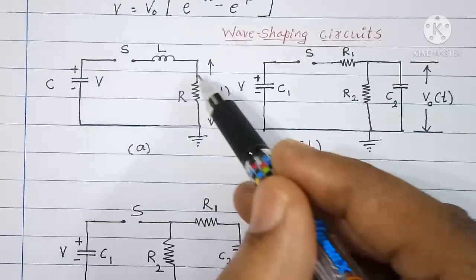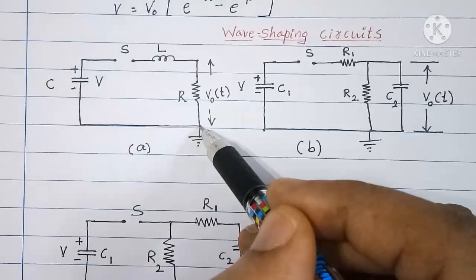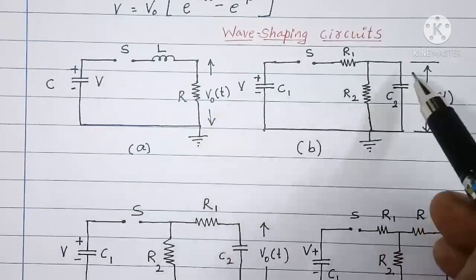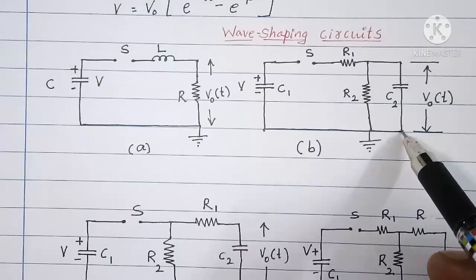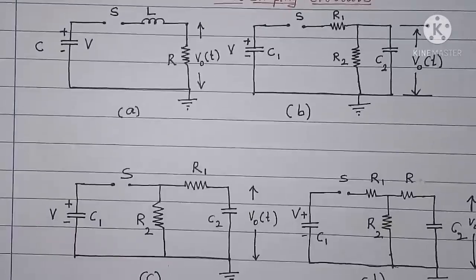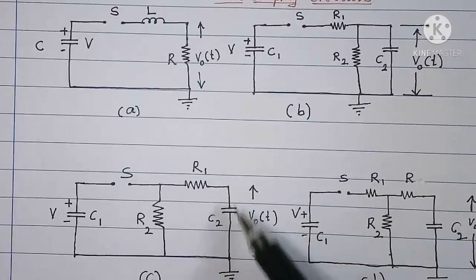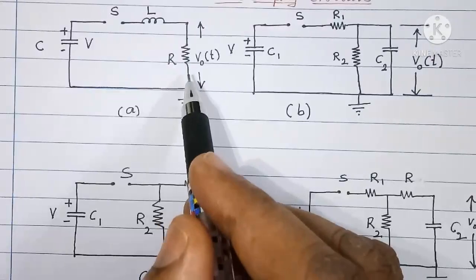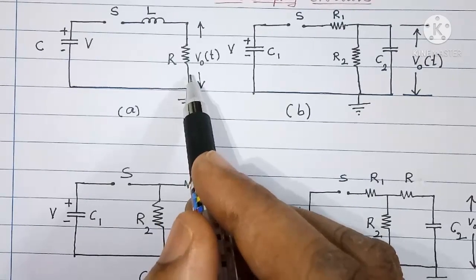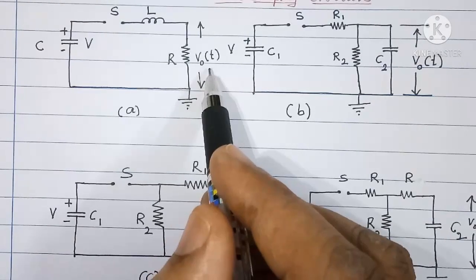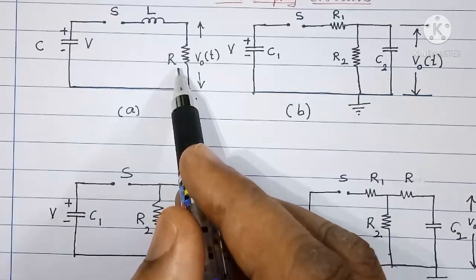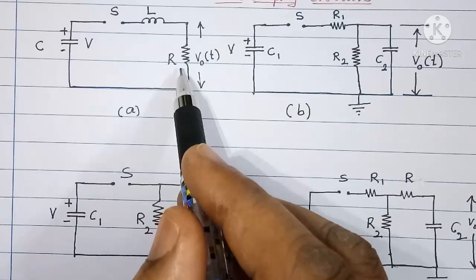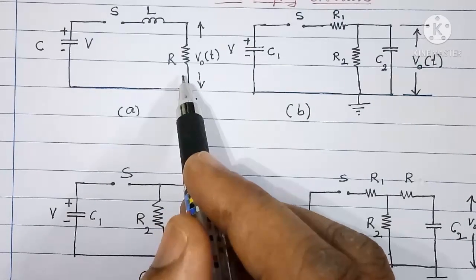For the first circuit, these two will be load terminals. For the second circuit, these two will be load terminals. Similarly, for third circuit, these two will be load terminals, and for fourth circuit, these two will be the load terminals. You can see here, if capacitive load is connected, that capacitive load will be in parallel with R, and hence the circuit gets altered.